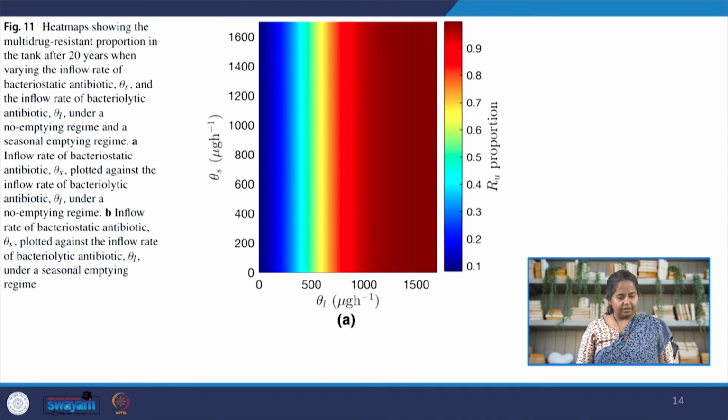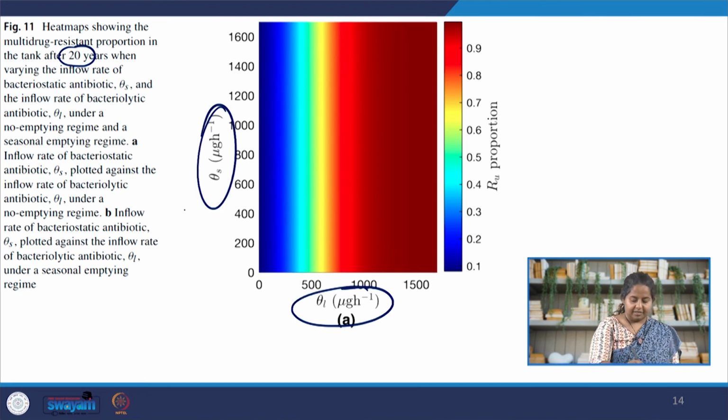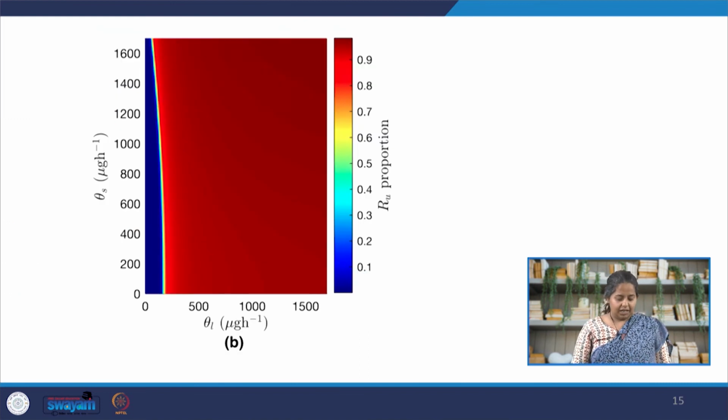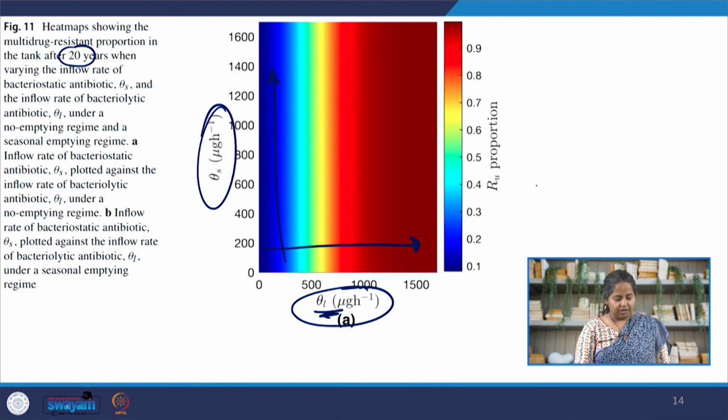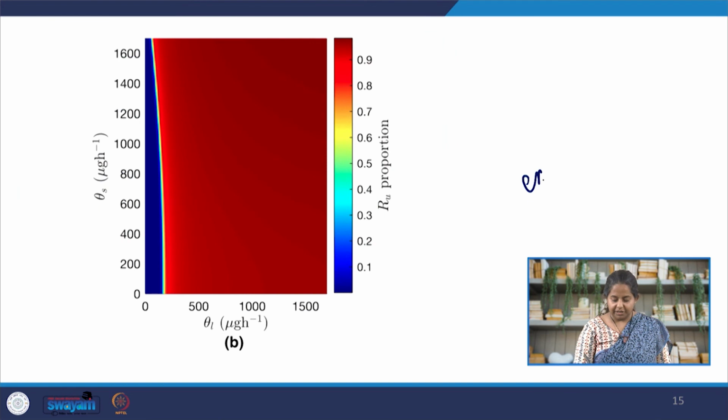Here we are looking at the multi-drug resistant proportion in the tank after 20 years, so after a long time, when we are varying theta L and theta S. Notice here, varying theta L makes a big impact, but varying theta S seems to have no impact, which is what our sensitivity analysis suggested. So this is when we are not emptying, so this is no emptying, and here we are emptying.